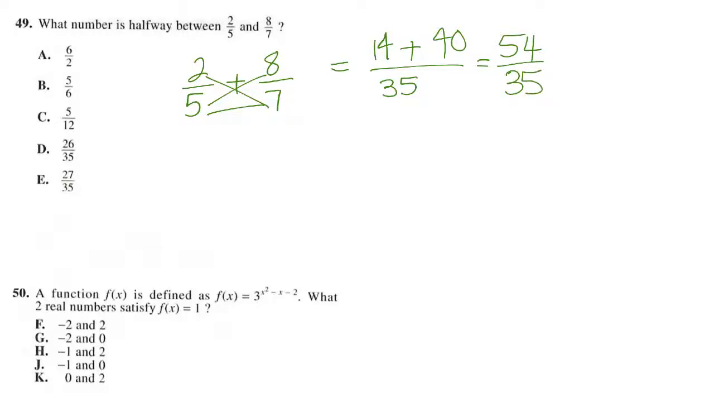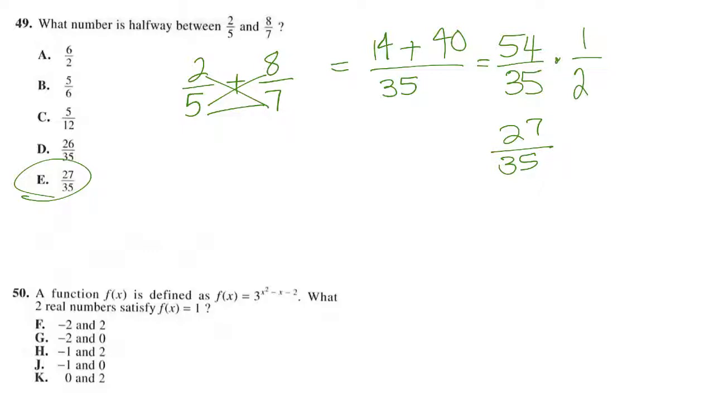Now keep in mind that we do want to divide that in 2, so I'm going to multiply that by 1/2, and so that's going to give me 27 over 35. So that's going to be answer choice E.